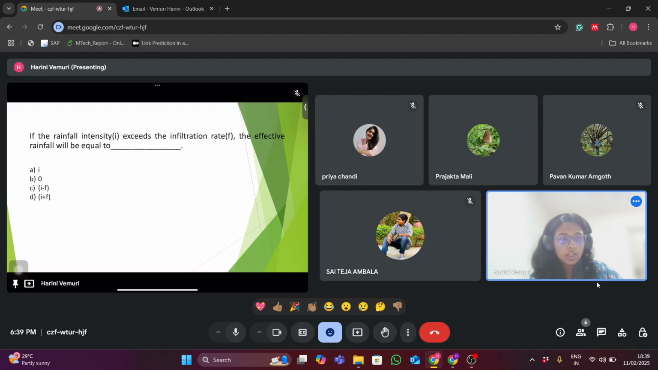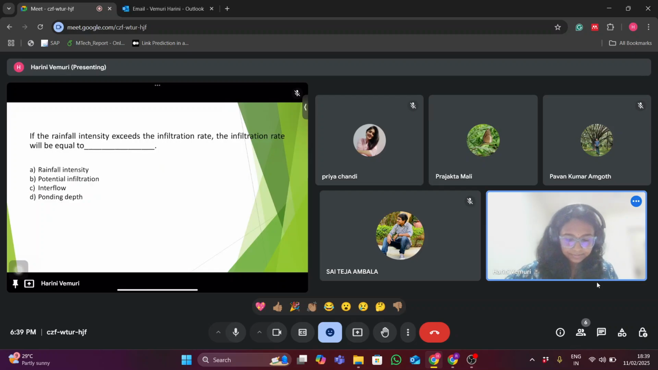Okay. So, coming to the third question, if the rainfall intensity exceeds the infiltration rate, the effective rainfall will be equal to. Okay, this we have studied in the infiltration chapter as well. Whenever rainfall exceeds infiltration, the excess rainfall will be equal to I minus F. Okay. Then in the next question, if the rainfall intensity exceeds the infiltration rate, the infiltration will be equal to: option A, rainfall intensity, option B, potential infiltration, option C, interflow, option D, ponding depth. So the answer is potential infiltration.